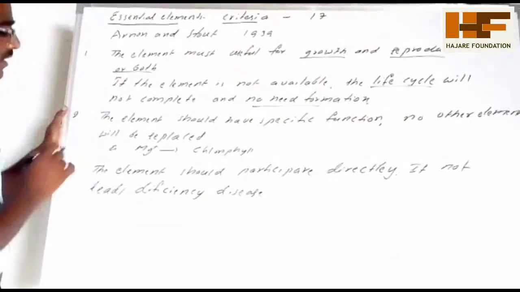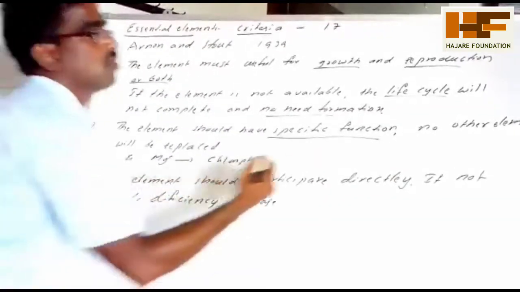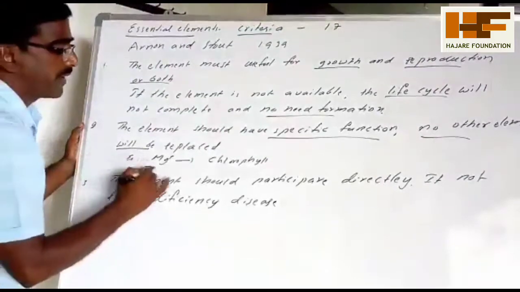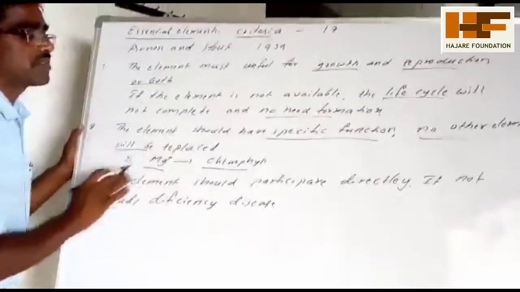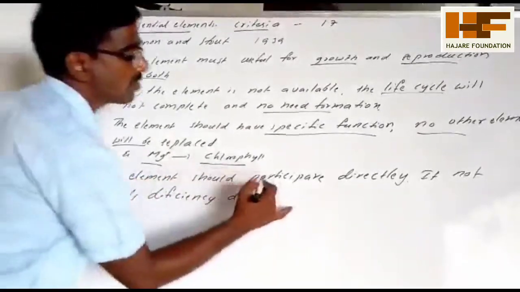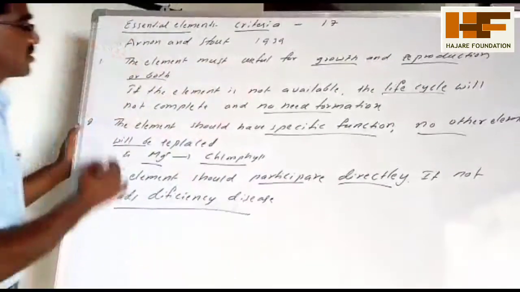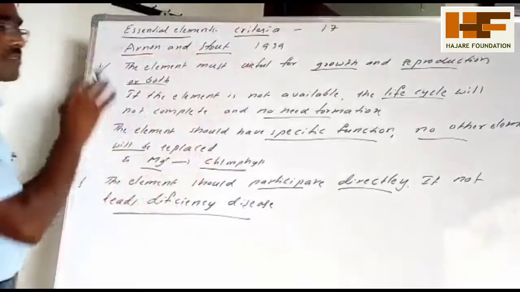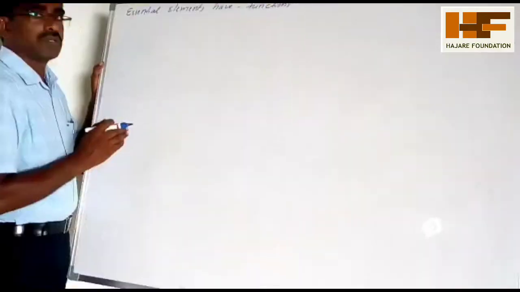The second criterion: if an element has a specific function, no other element can replace it. For example, magnesium is always useful for the formation of chlorophyll. Other elements do not replace the chlorophyll function other than magnesium. The last one is that the element should participate directly. If not, it leads to deficiency disorders. These three criteria were proposed by Arnon and Stout. These criteria should be followed to decide whether an element is essential or non-essential.